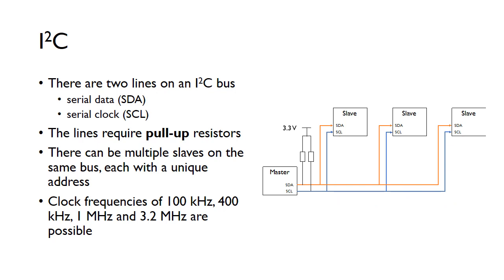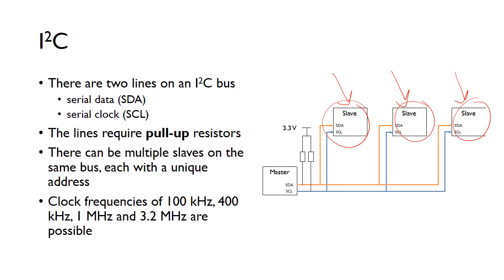The lines require pull-up resistance, so pull-up resistors. You can see here between the data line of 3.3 volts and the clock line, there are some pull-up resistors. And also, there can be multiple slaves on the same bus. With I2C, each slave has a 7-bit address, so you can have 127 different slaves connected, all with the same two lines, or three if you include ground.